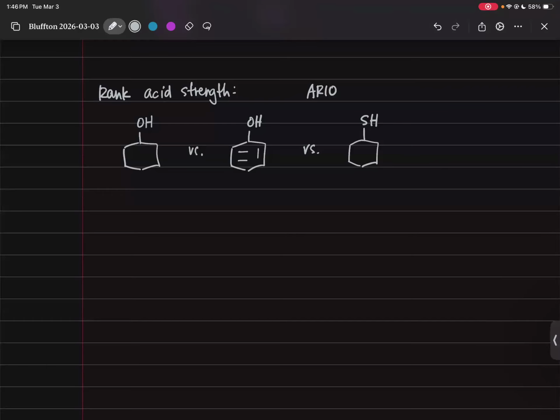Okay, so another thing that you should probably notice is we've got two that are OHs, and then the other is SH. And we've also got two that are cyclohexane rings, and one that's a benzene ring. Those are both going to be important.